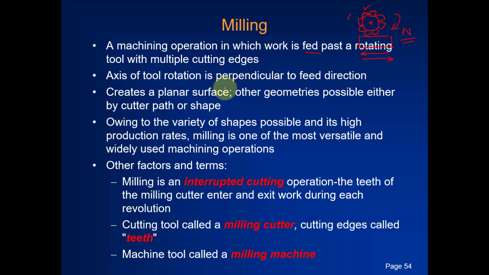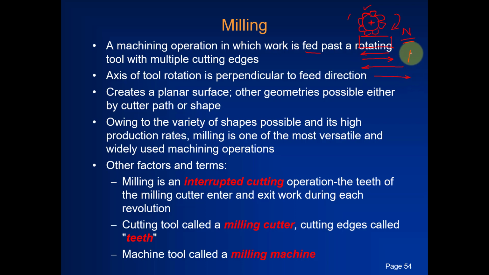So what does it mean? This is, for example, the axis of the tool. Clear? Or this is the axis of tool rotation, and this is the workpiece movement, the feed direction. The workpiece must either move in this direction or in this direction.